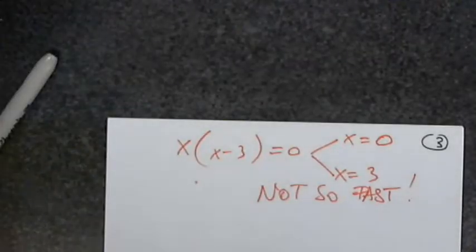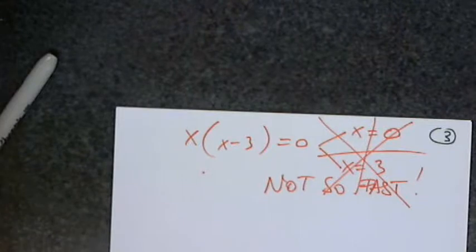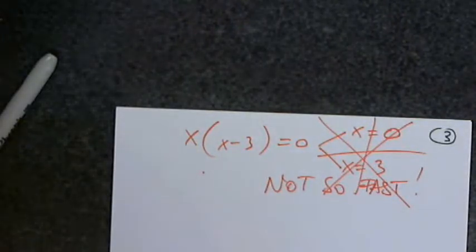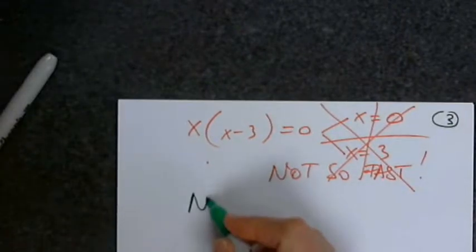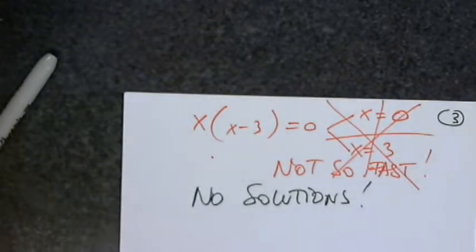So I will say, what about this equation? Exactly. No solutions. This is a contradiction. The left-hand side will never equal the right-hand side.